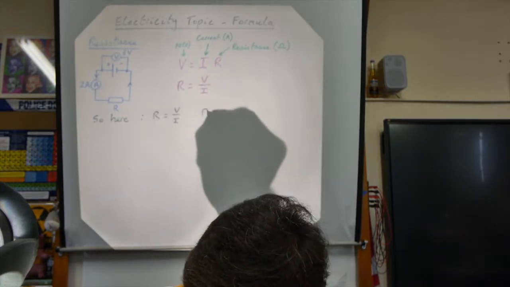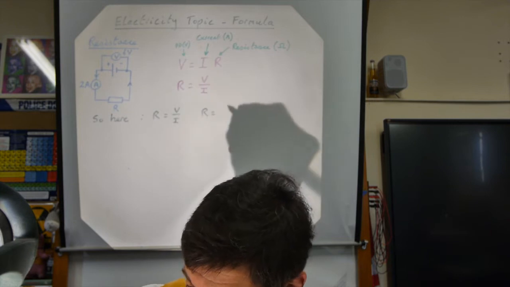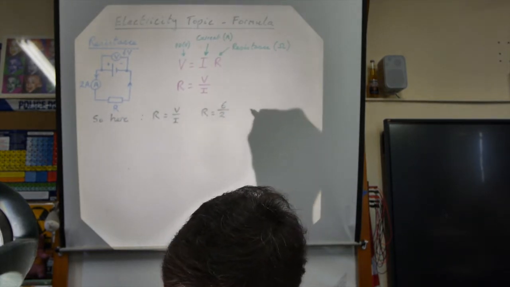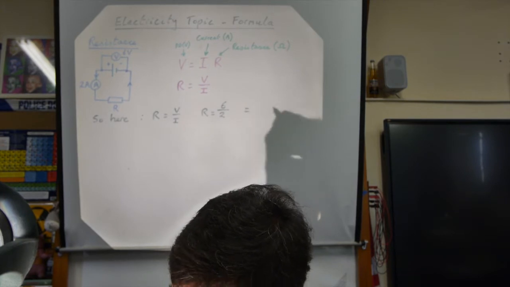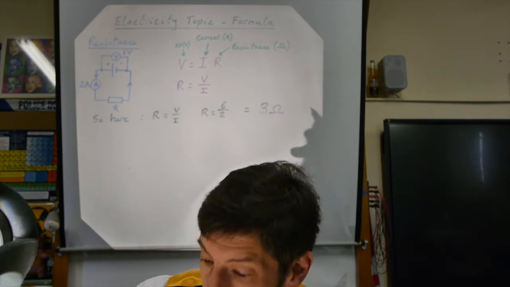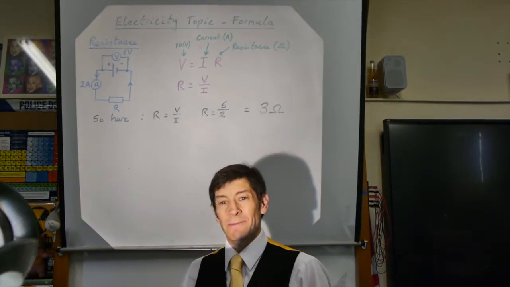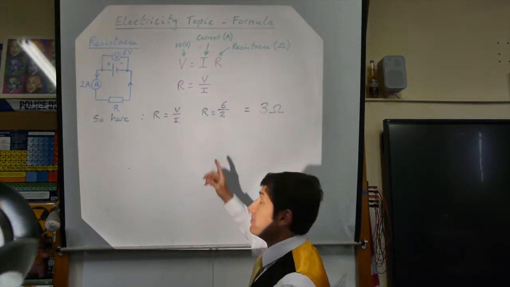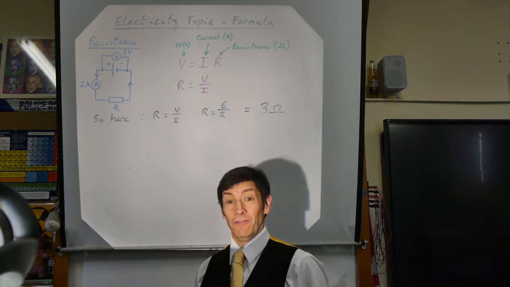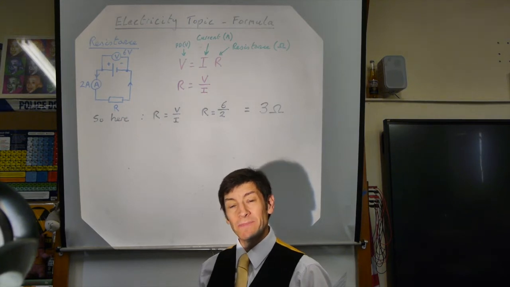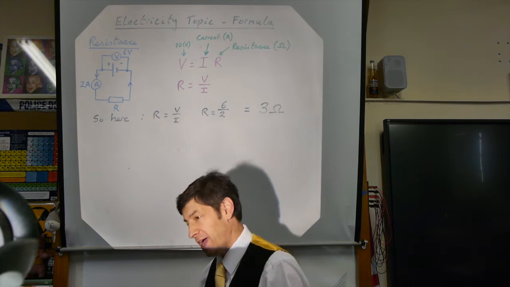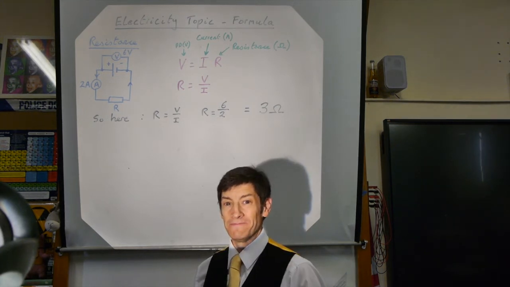So R equals V. The potential difference is 6 volts. The current is 2 amps. So that gives a resistance of 3. And there's our unit, ohms, or OHMS. Okay, so lots of formula to deal with, but we've got the first one out of the way. And you might want to look up Ohm's law that kind of goes with this formula, but put in your head V equals IR.